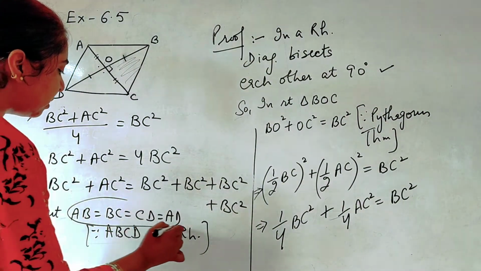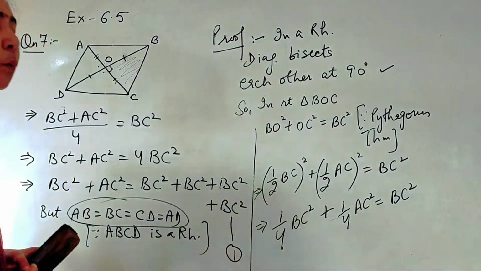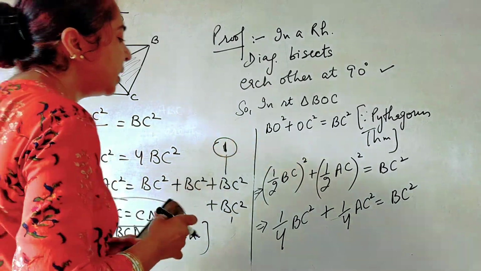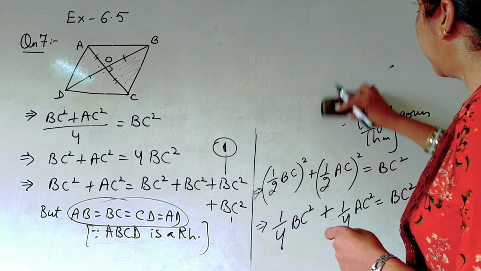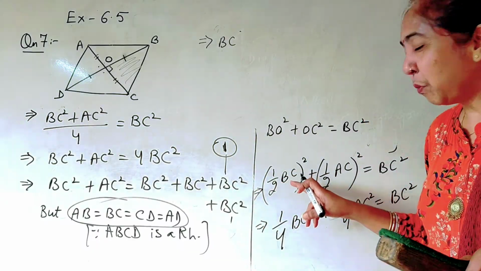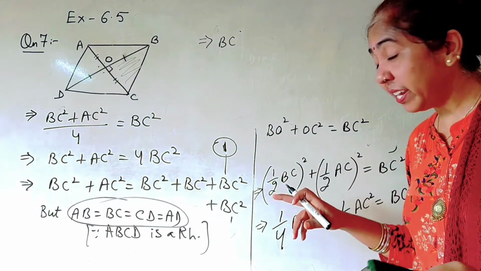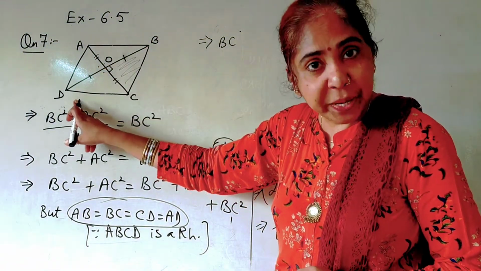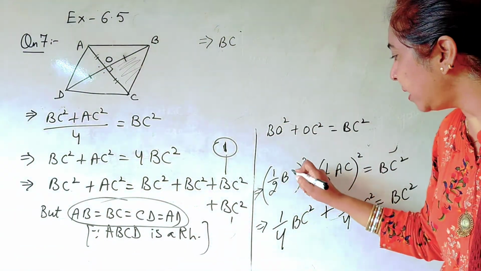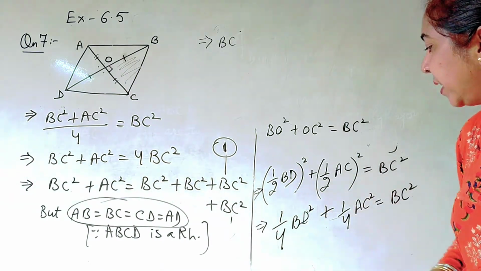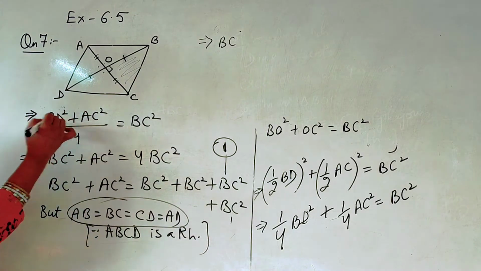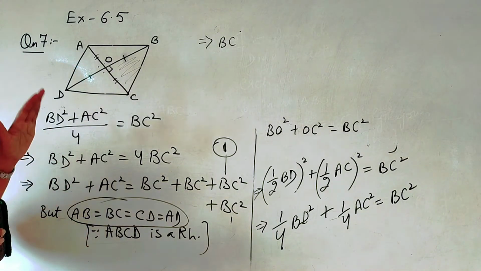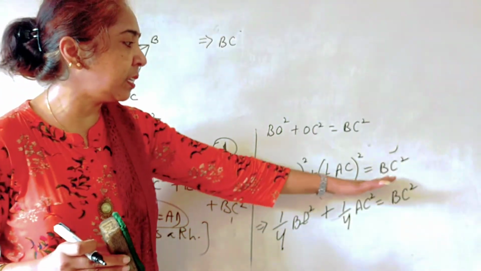Now put all these values in equation number 1. Let's say this is equation number 1. Okay, I am sorry, I want to do a correction here. By mistake I have written that BO square is half of BC; it is half of BD. I am sorry, so I have to correct it. This is BD, this is also BD. So half of BD square plus half of AC square is equal to BC square.